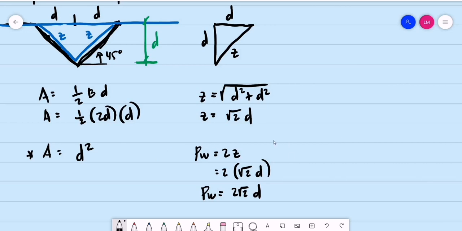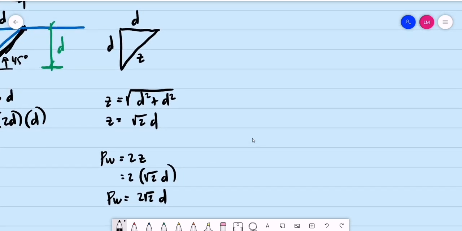Now for the hydraulic radius, we have the hydraulic radius is equal to area divided by the wetted perimeter. So we have the hydraulic radius for the most efficient triangular section is, our area is simply d squared. Our wetted perimeter is 2 square root of 2 multiplied by d. So cancelling one of the d, so let's say this is d, then we are to rationalize.